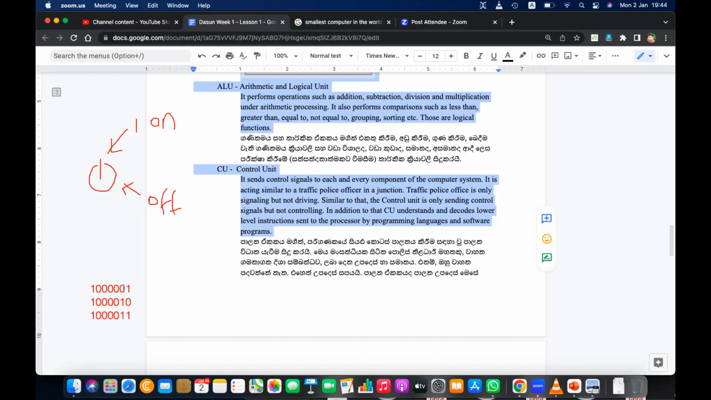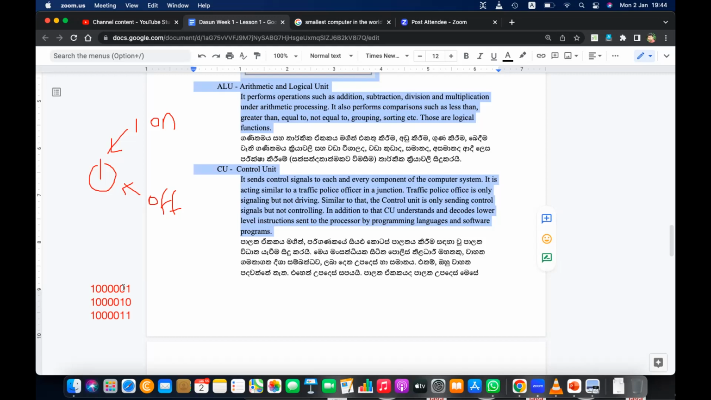It has only 2 types of signals, on-off signals, 1-0 signals. But the CU can understand and decode this machine language. That is the amazing thing in CU. Control unit understands machine language. These 1-0 codes can be easily understood by CU.